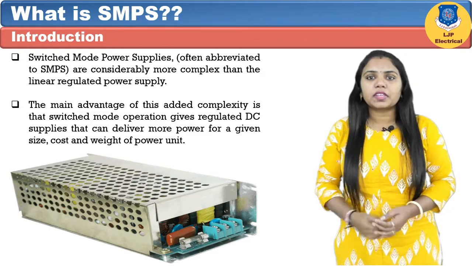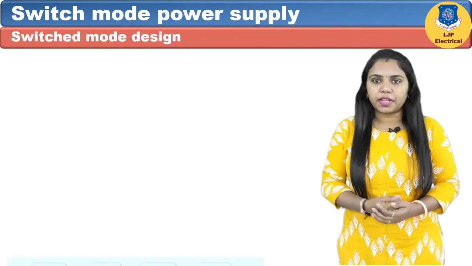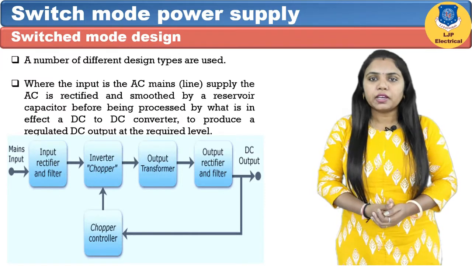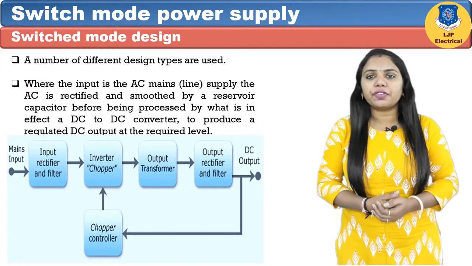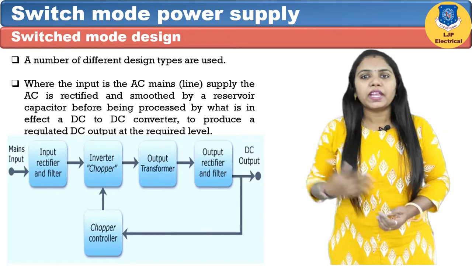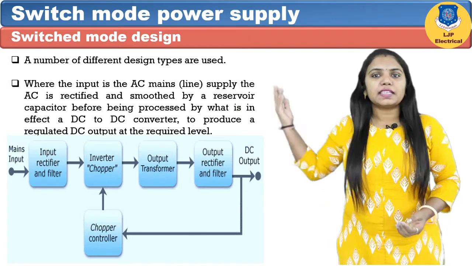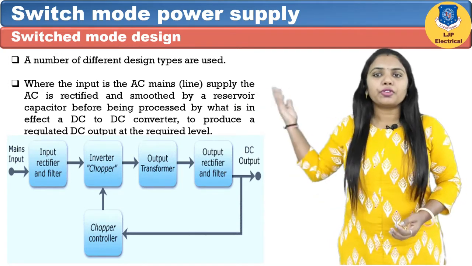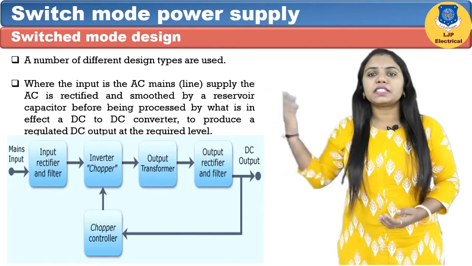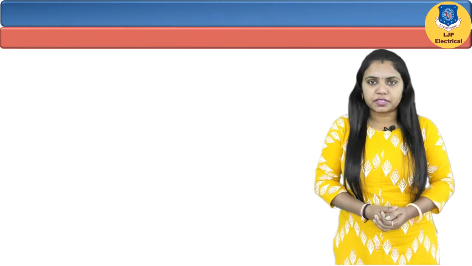Switch mode design. A number of different design types are used where the input is the AC mains supply and AC is rectified and smoothed by a capacitor before being processed by what is in effect a DC to DC converter to produce a regulated DC output at the required level. Hence, SMPS can be used as an AC to DC converter for use in many mains power circuits or DC to DC, either stepping the DC voltage up or down as required in battery power systems.